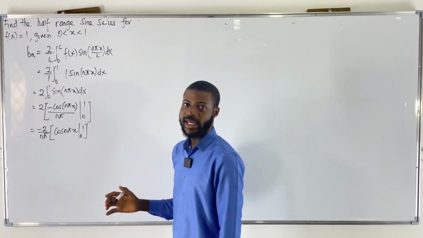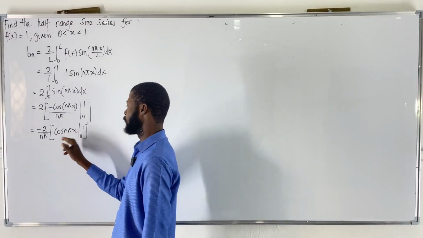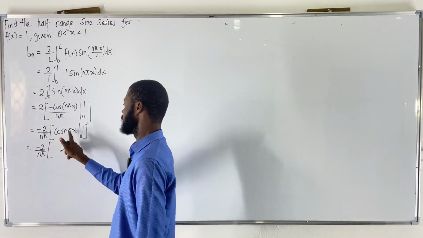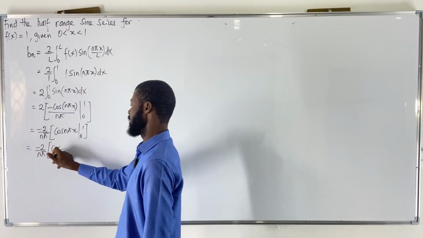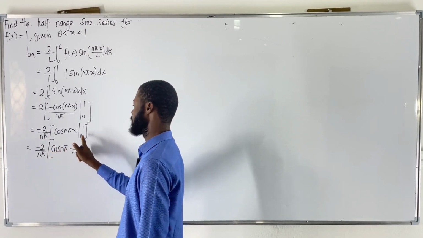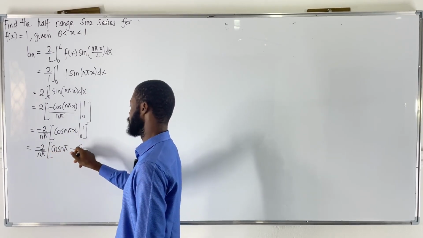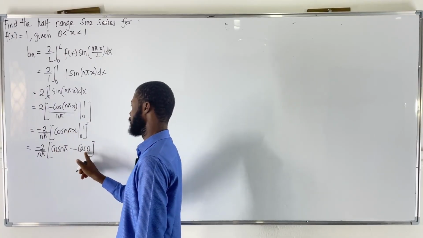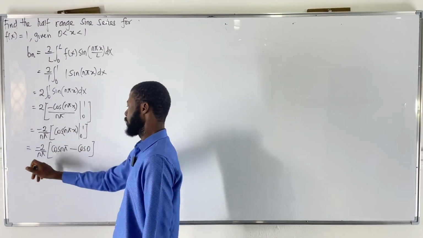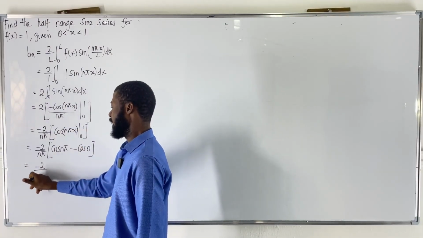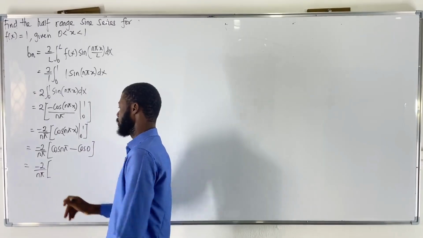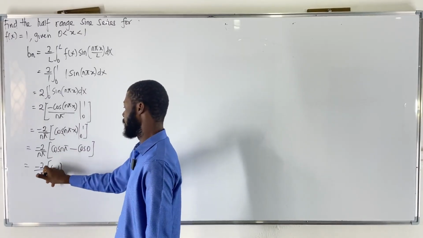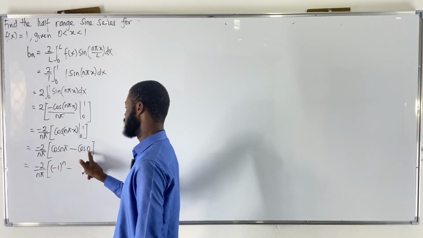Now, anywhere you see x, we're going to be putting 1. So this will be minus 2 over n pi. Then let x be 1. So this will be cos n pi minus, next, x is 0. So this will be cos 0, because n pi times 0 is just 0. Okay, now this is minus 2 over n pi. Cosine of n pi has a special value, which is minus 1 to the power of n, minus cos 0.